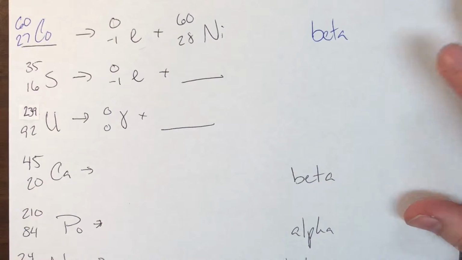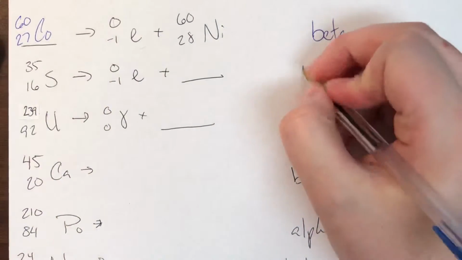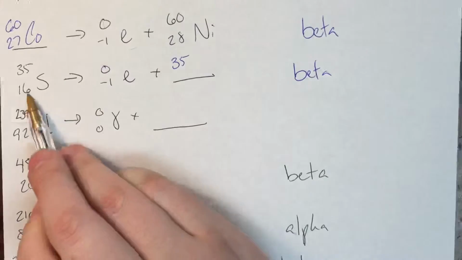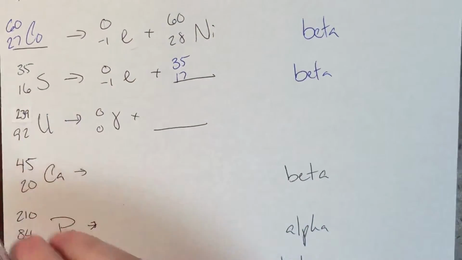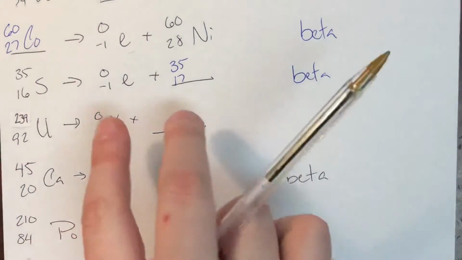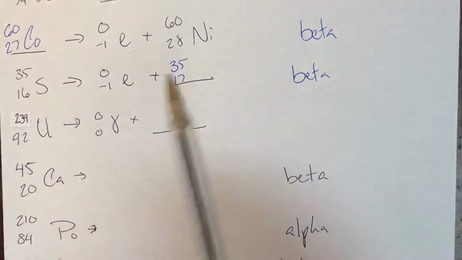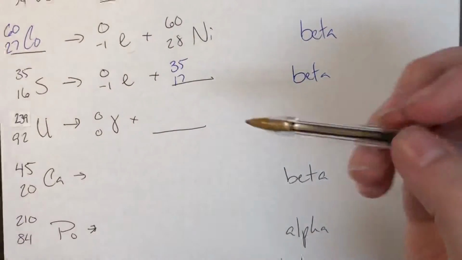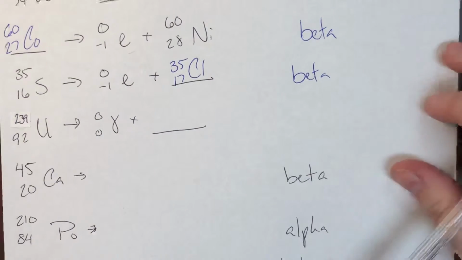Okay, my next one here, I have sulfur. It's going to undergo beta decay, which means that my mass will not change, but my protons will increase by 1, because 17 minus 1 is going to equal 16, and we have to have the total on both sides be the same. So now I just need to figure out who has a proton number of 17. That is going to be chlorine. And we can keep going.